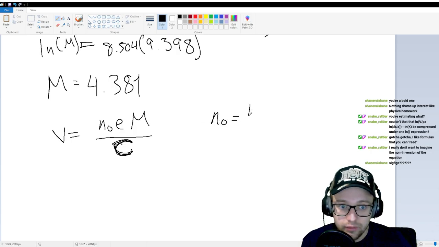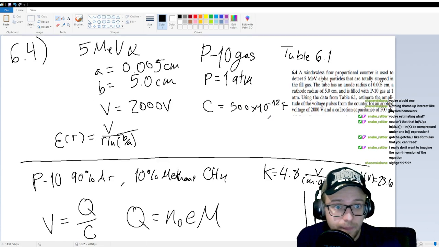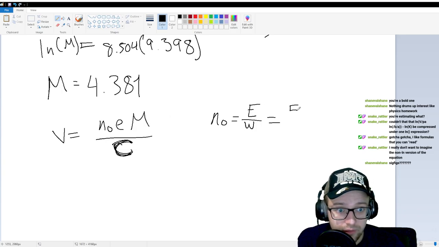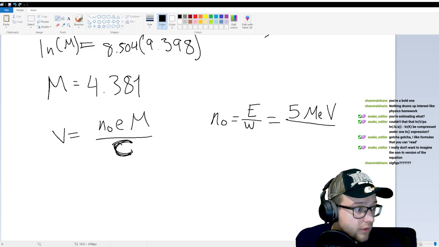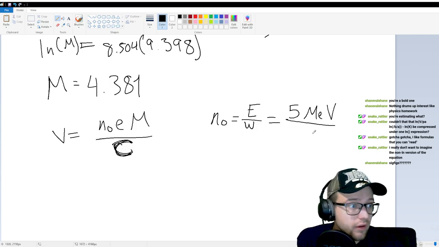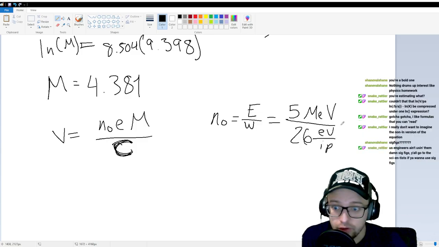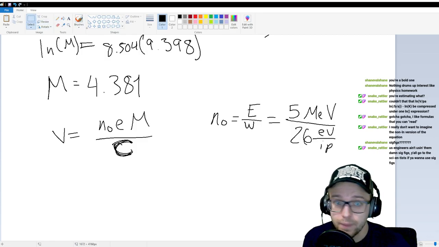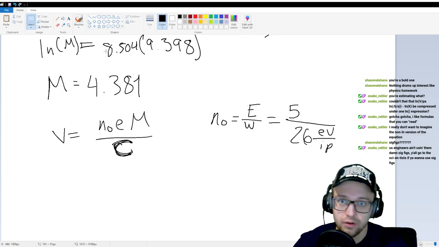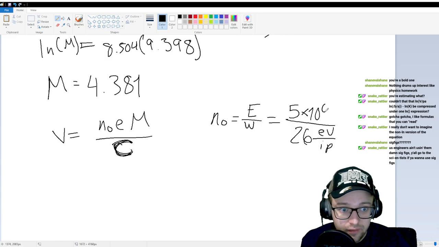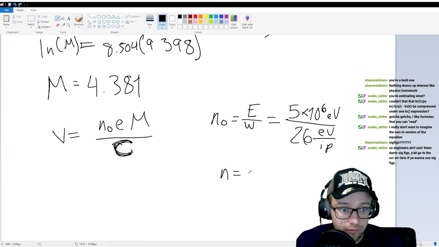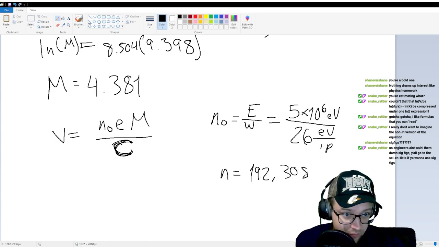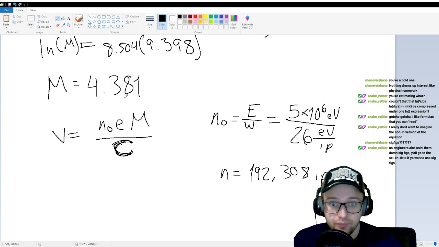Okay, and then N naught is equal to E over W. So we know E was given to us as 5 MeV alphas, so we'll need to convert that to just regular electron volts. And W for this, again, we found was 26 eV per ion pair. So I'm going to remove this MeV business, and I'm going to make this 5 times 10 to the 6th eV. Pretty straightforward. So we have 5 times 10 to the 6th divided by 26. So N should be 192,308 ion pairs.